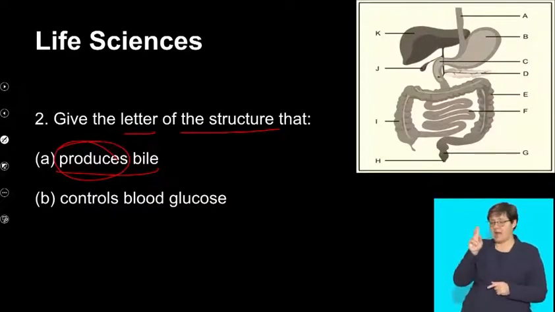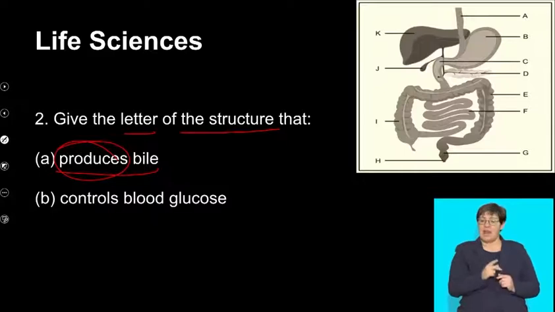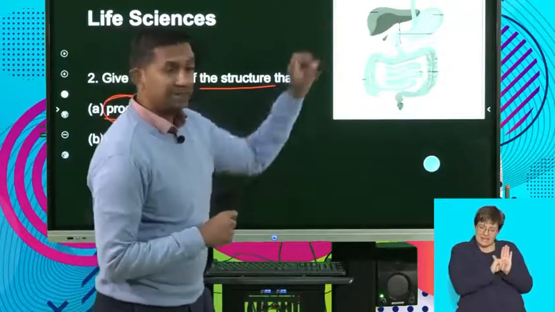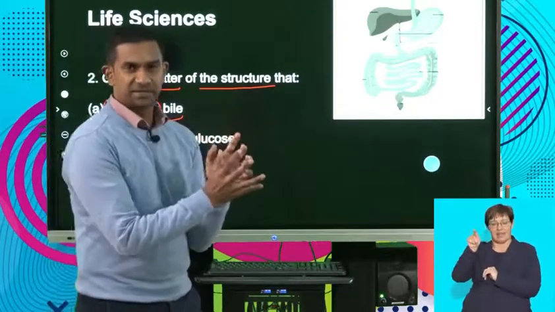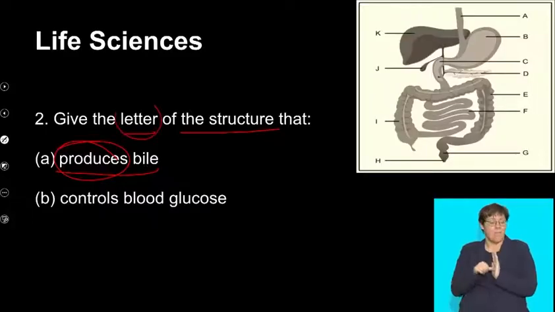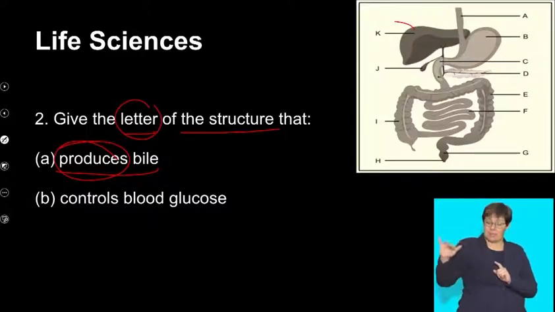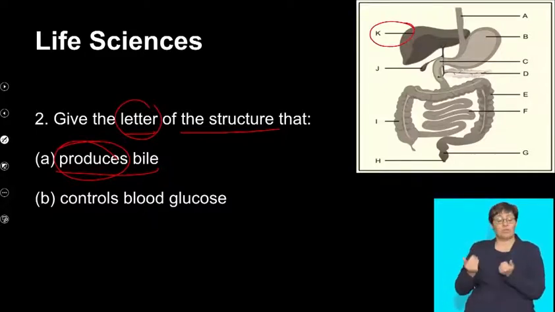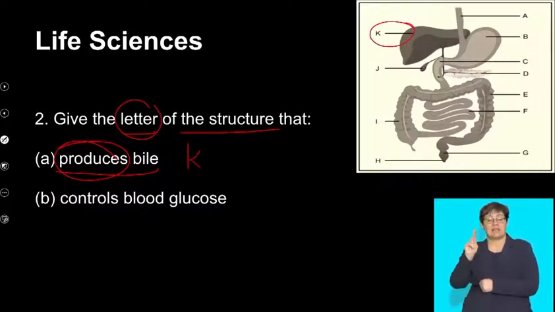So please do not give the name, because the examiner or the assessor is trying to establish if you are able to identify from the diagram which is the part, and hence it's important that you now answer the question. So the letter that produces the bile, again, it's the liver that produces the bile, and the structure that is pointing to the liver is structure K.